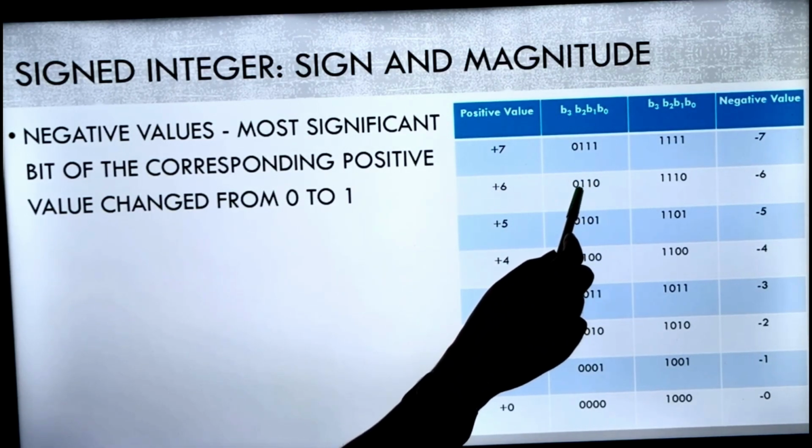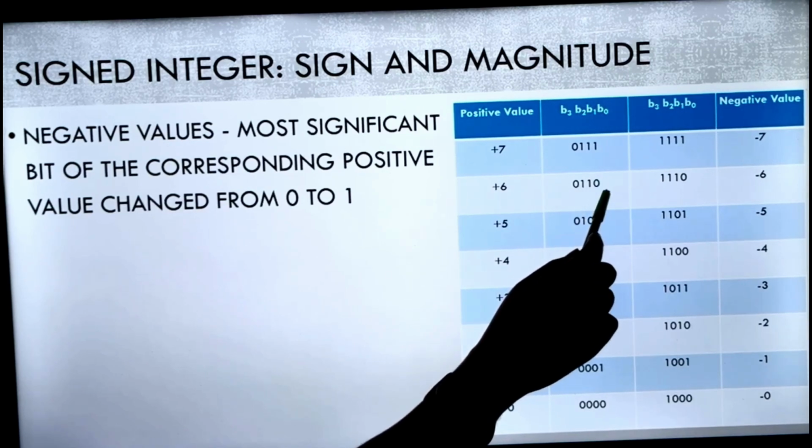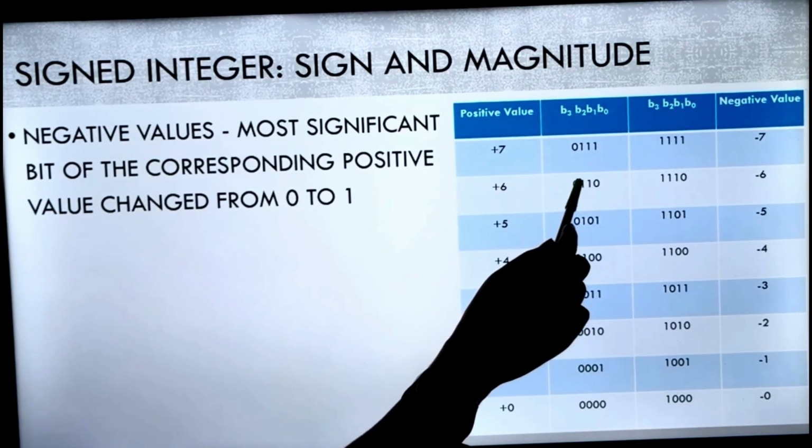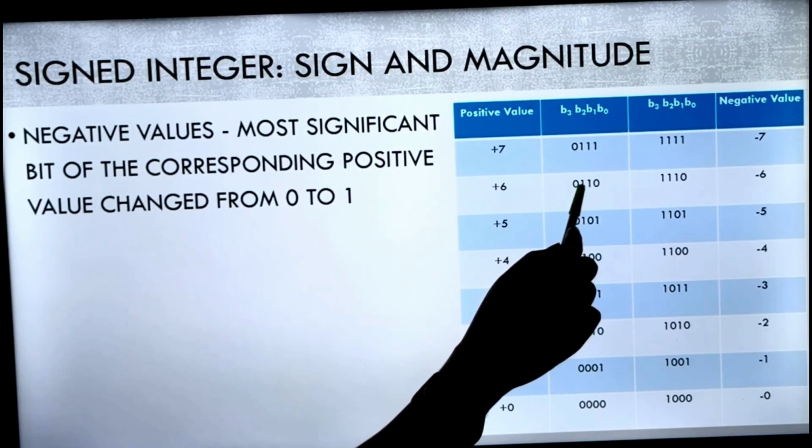Plus 6, how do we write it? How do we write 6? 1, 1, 0, right? So if I ask you to write plus 6, then write 0 before 1, 1, 0.